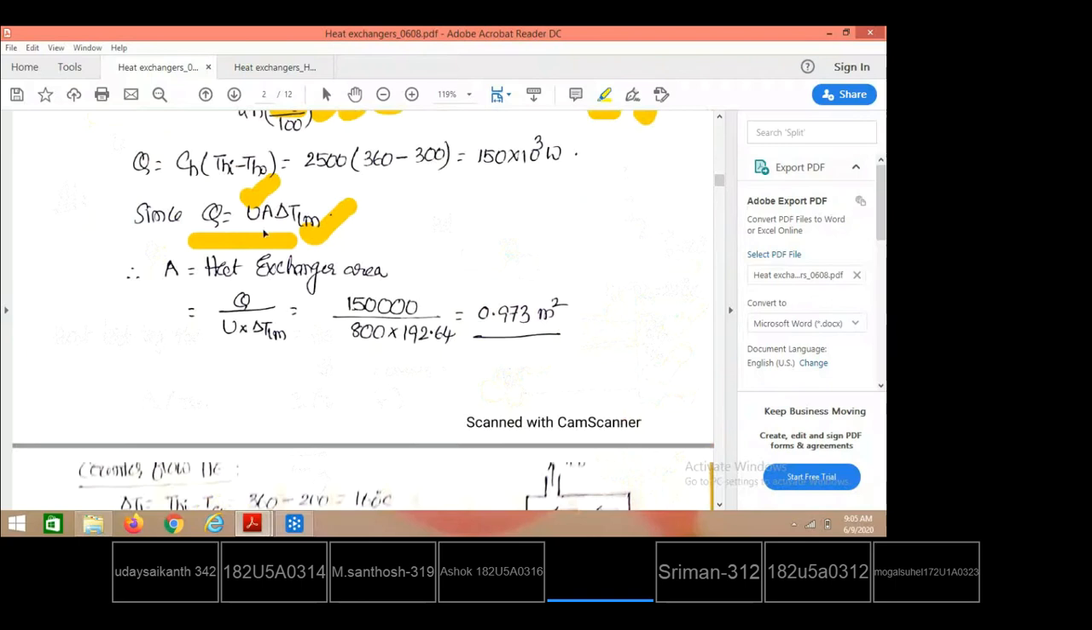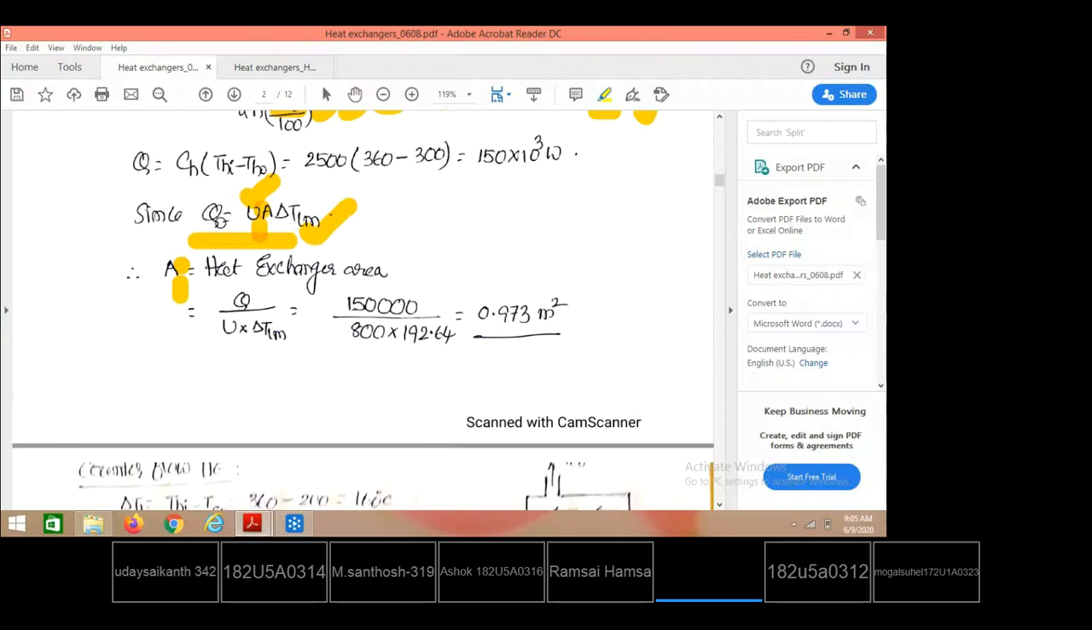So that means Ui is this value. Automatically, the area we are estimating will be the corresponding inner surface area. This is nothing but the inner surface area required. So Q equal to UA delta TLM. U is given, delta TLM is just now calculated.